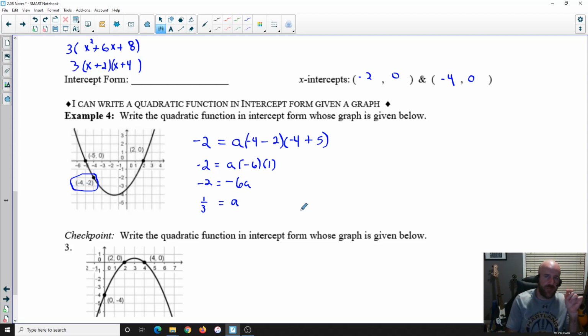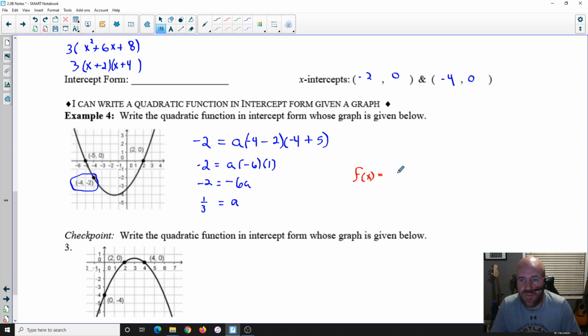We're not done. We have to write a quadratic function. Okay, this was just finding a. So we have to come over here. I'm going to go red. This is the answer to the problem. So you can call it whatever you want. F of x, g of x, h of x, some letter.